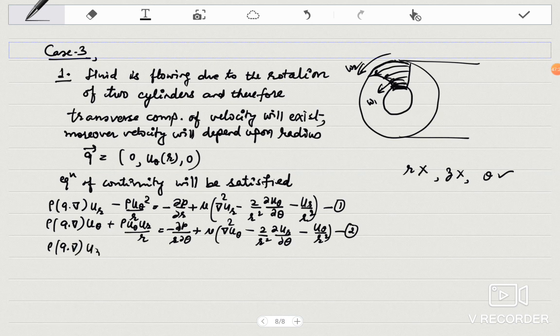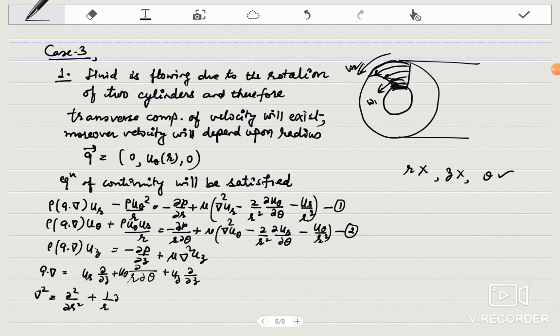Q dot delta uz is minus delta p delta z plus mu delta 2 uz. Again in this case the gravity force term is neglected. Q dot delta is expressed as ur delta delta r plus u theta upon r delta delta theta plus uz delta delta z. Delta 2 is delta 2 delta r2 plus 1 upon r delta delta r plus 1 upon r square delta 2 delta theta 2 plus delta 2 delta z2.